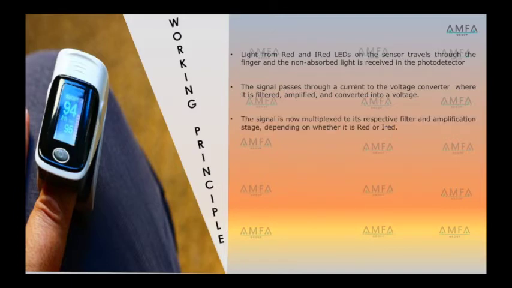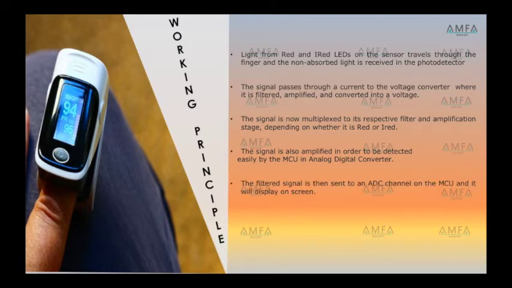The signal is now multiplexed to its respective filter and amplification stage, depending on whether it is red or infrared. The signal is amplified in order to be detected easily by the MCU's analog to digital converter. The filtered signal is then sent to an ADC on the MCU and displayed on screen. So this is the flow by which the operation happens.